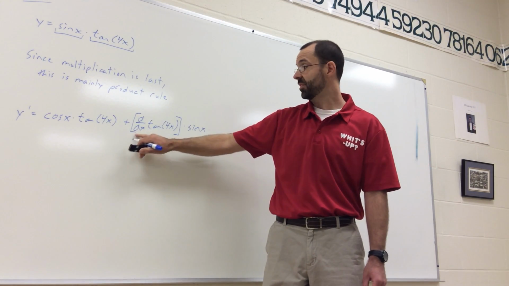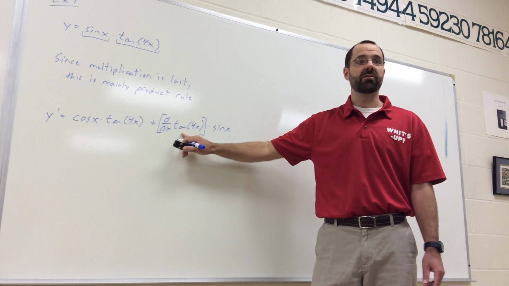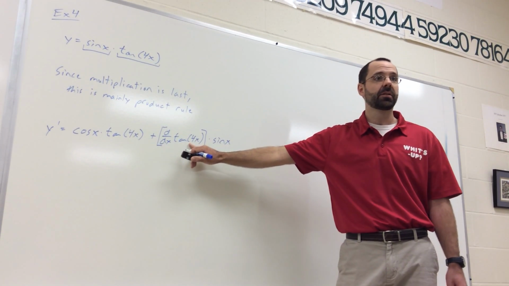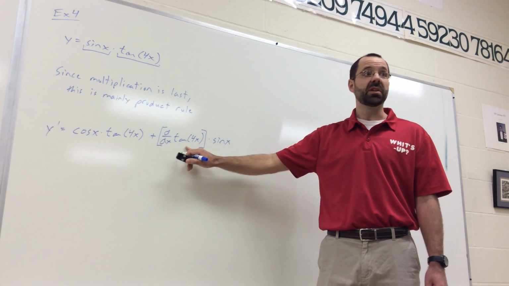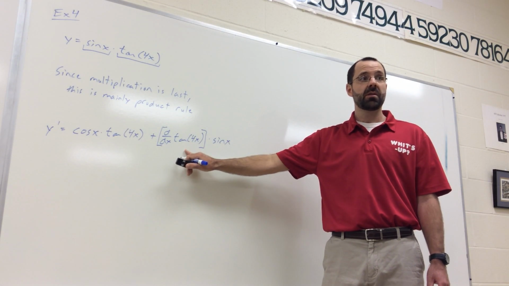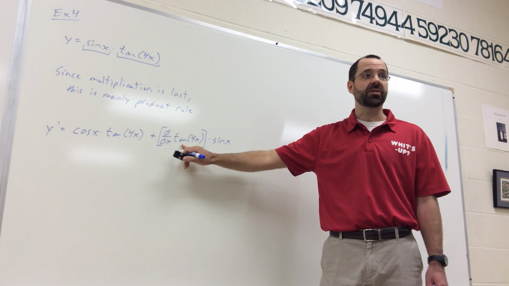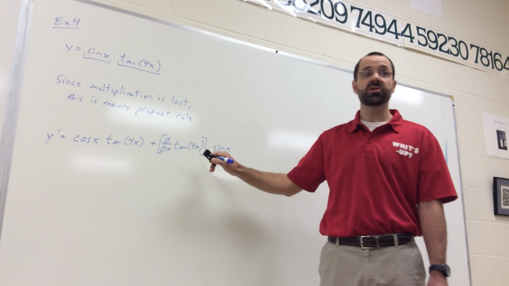Okay, now, but I haven't done this derivative yet. So I didn't really take the derivative of the second thing. I just reminded myself, hey, remember, take the derivative of that. So now I need to work on this. Okay, while I do this, this is a chain rule because the inside function is 4x and the outside function is tangent. All right, so while I do this, I'm going to use chain rule.